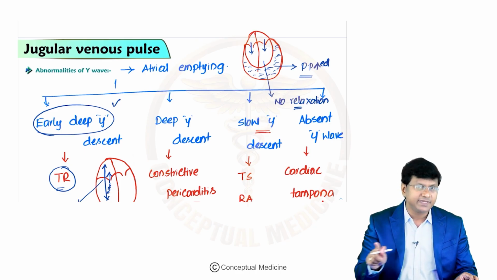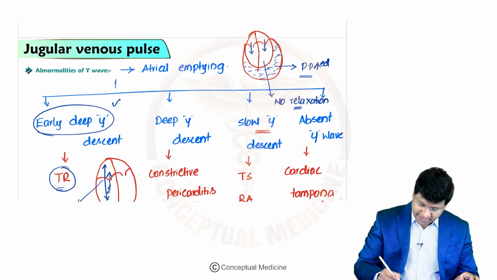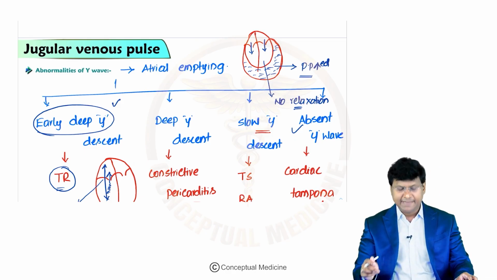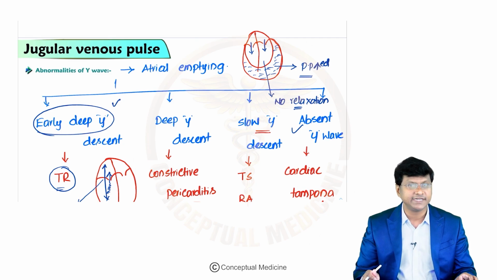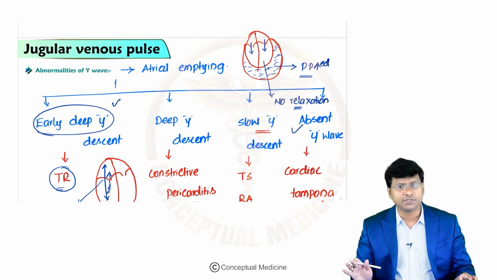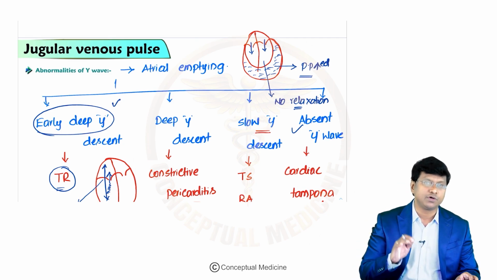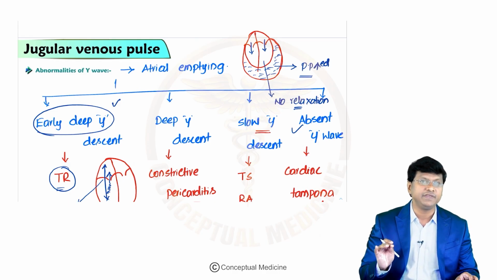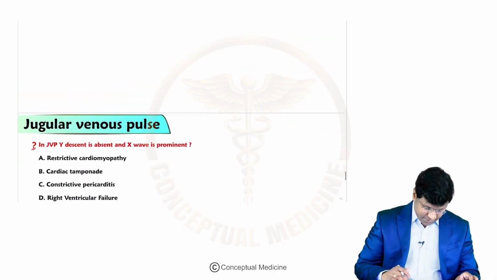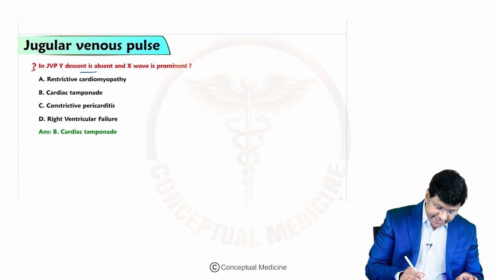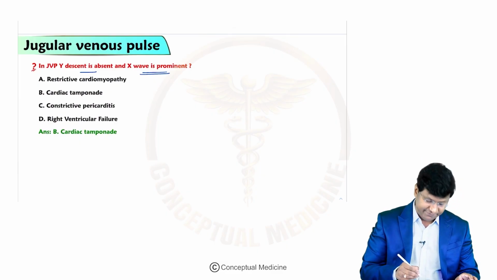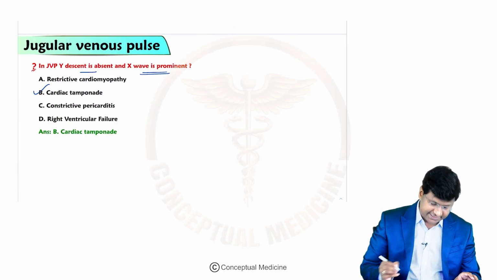When atrial emptying does not occur, you will not have the Y wave. So absent Y wave is seen in patients with cardiac tamponade, right? So this is about abnormalities of your A wave, X wave, V wave and Y wave. If you see this question, in JVP, Y descent is absent and X wave is prominent, where will you have that? You will have that in patients with cardiac tamponade.